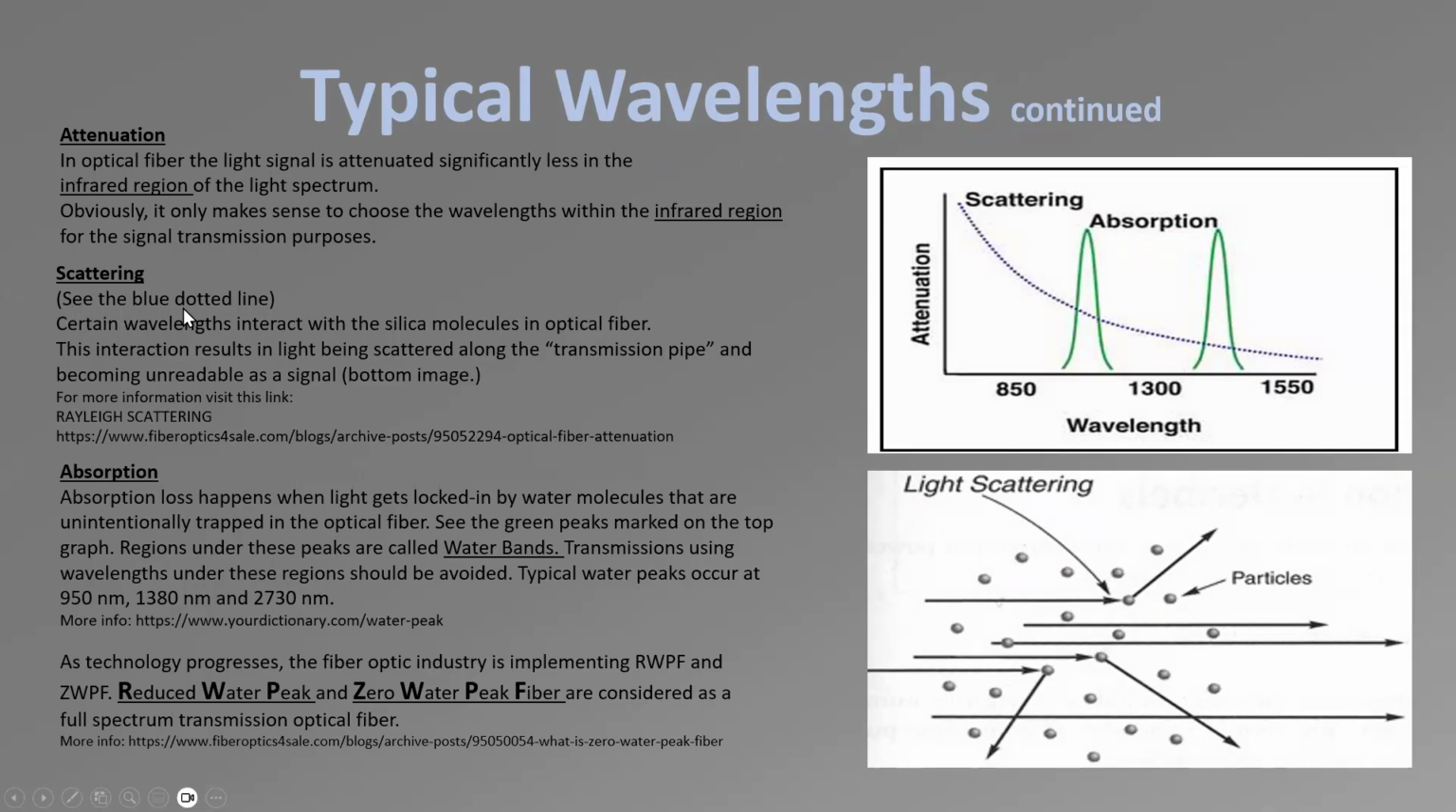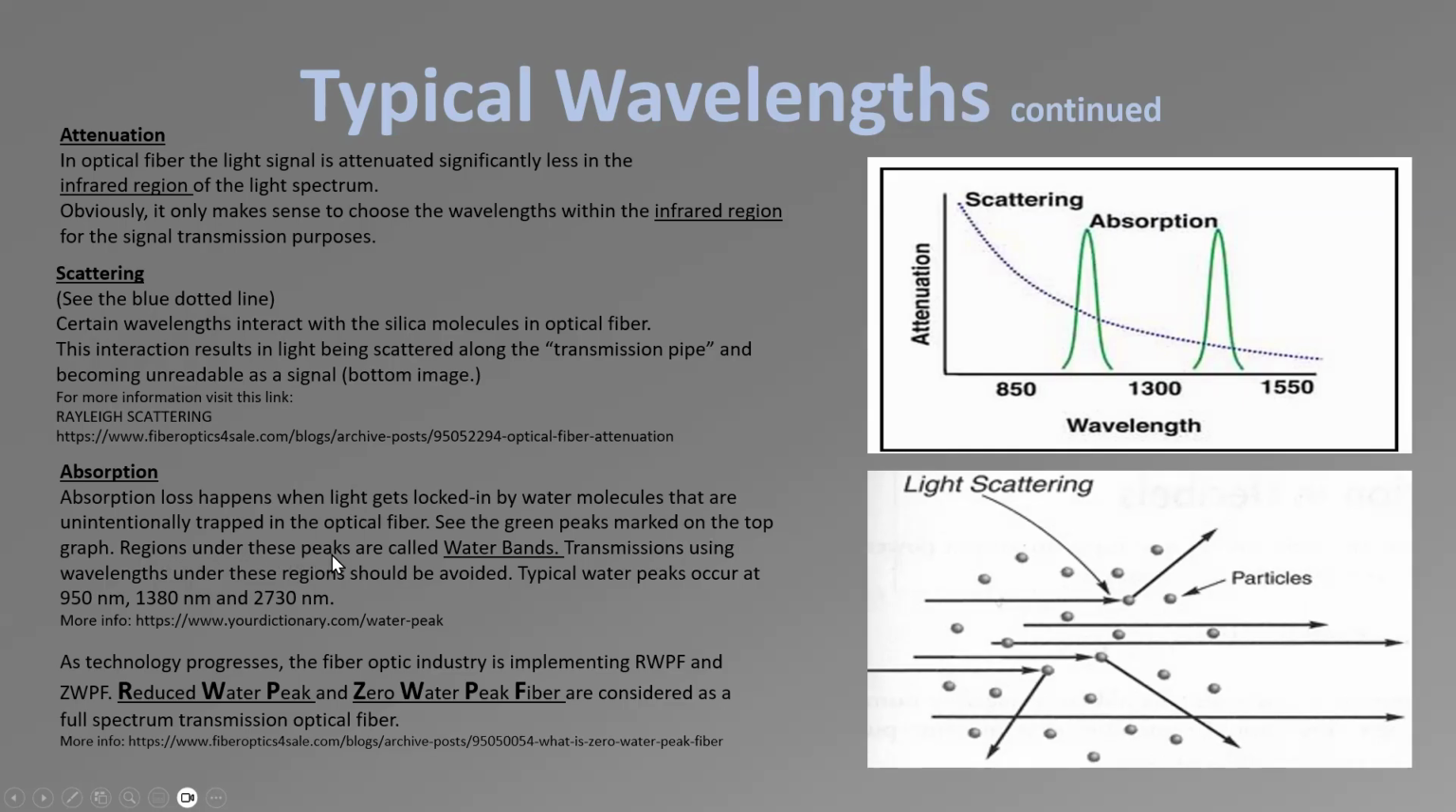Scattering. See the blue dotted line right here. We talked about that, and that's what scattering is. And here's the absorption. Absorption loss happens when the light gets locked in by the water molecules that are unintentionally trapped in the optical fiber during the production process. See the green peaks, these two, marked on the top graph.